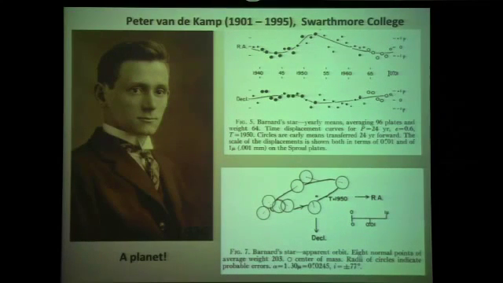So Barnard's star came to the attention of another astronomer at Swarthmore College, Peter van de Kamp, who studied Barnard's star and discovered that Barnard's star had a planet. Sort of. Okay. And here's his evidence for the presence of a planet around Barnard's star. Again, Barnard's star should have been going in a straight line, but it was wiggling. Here, this is the right ascension, which is like the longitude, and here's the declination, which is like the latitude.